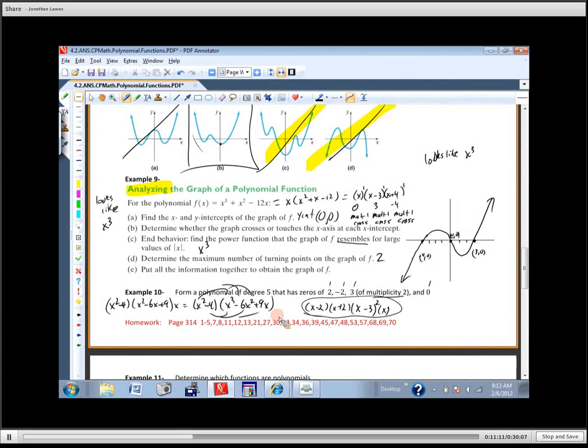I'd have a degree 5 polynomial. You can tell it's degree 5 because if I take x squared, this first one, and multiply it by x cubed, what's the very first term in our polynomial? X to the 5th. Does that make sense?